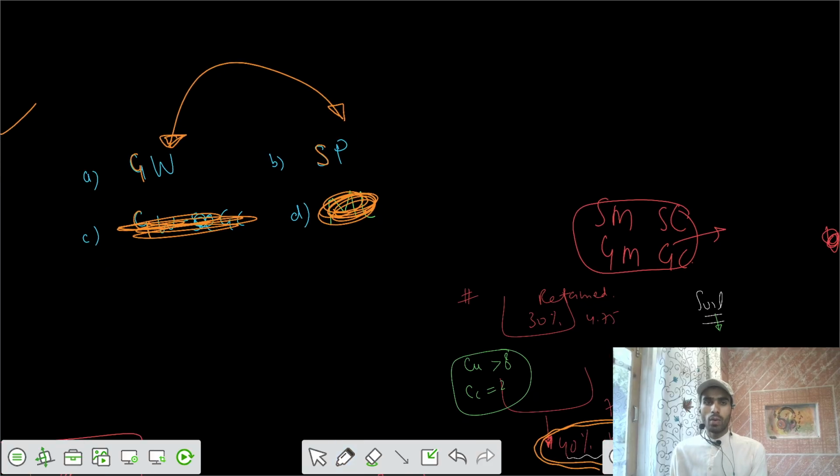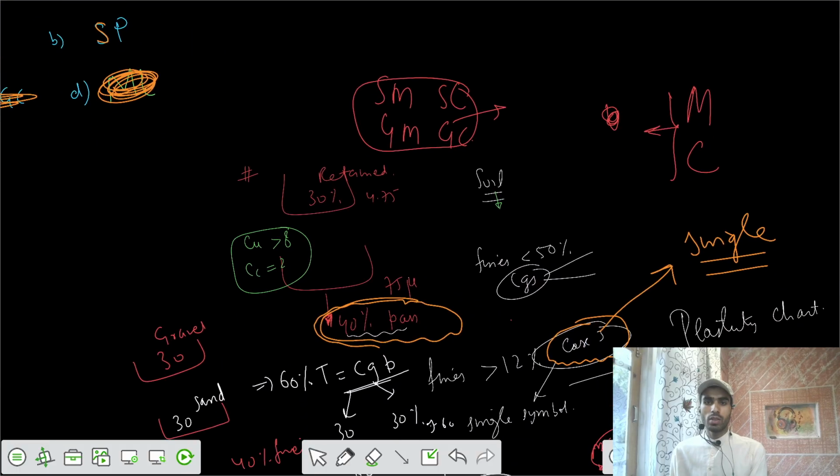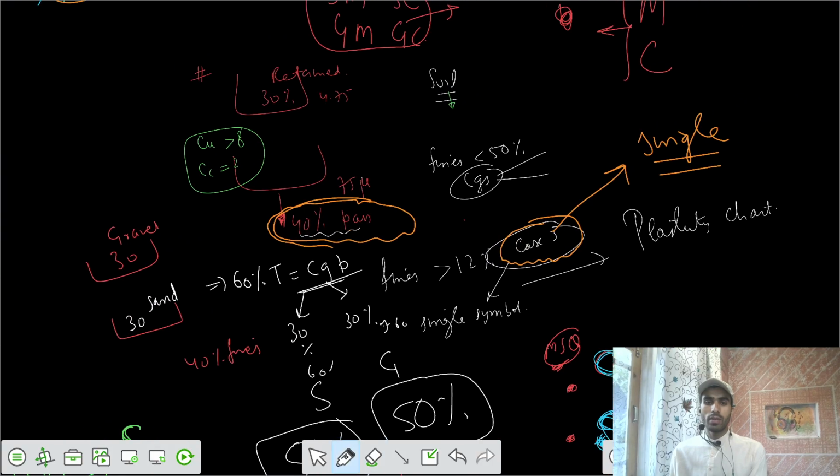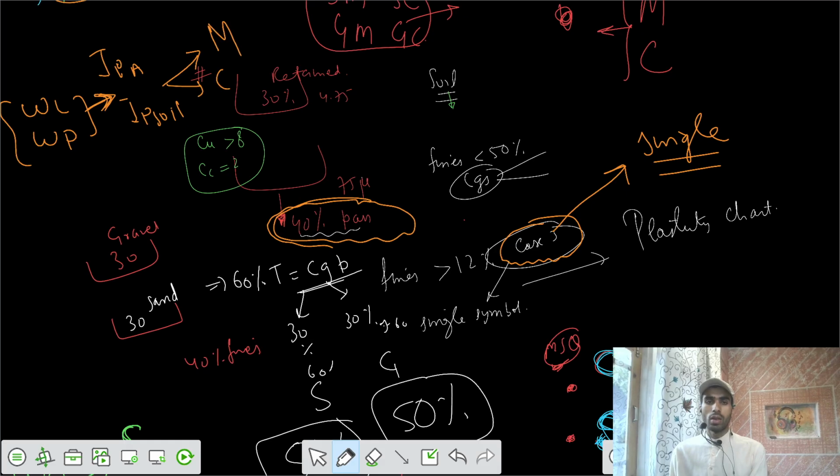Now, based on the problem itself, it's not given whether the data related to the plasticity character is available. It's not mentioned in the problem that you can calculate IP for your soil. Based on that, we would have to tell whether your soil fines are M or clay. That was not given to you. Only the data in terms of gradation is given to you.